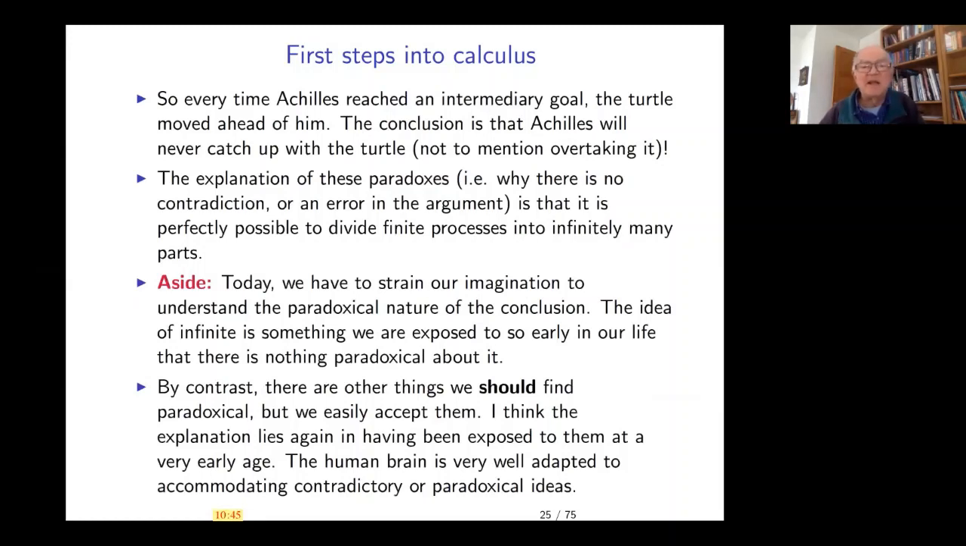So paradoxes are interesting. Sometimes we have to strain our imagination to understand the paradoxical nature of a conclusion. At other times, we understand it immediately. By contrast, there are other things that we should find paradoxical in life, but it's very easy to accept them. We just accept them because they sound so natural or because we grew up believing them. And it seems to me, I'm just musing here, that the human brain is very well adapted to accommodating contradictory ideas and paradoxes.